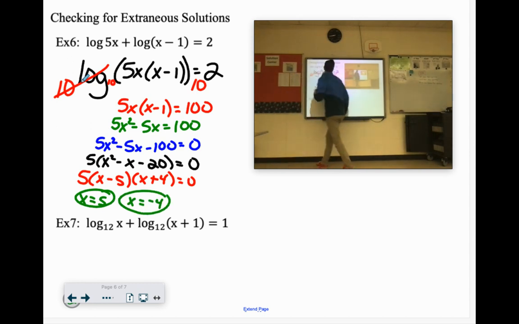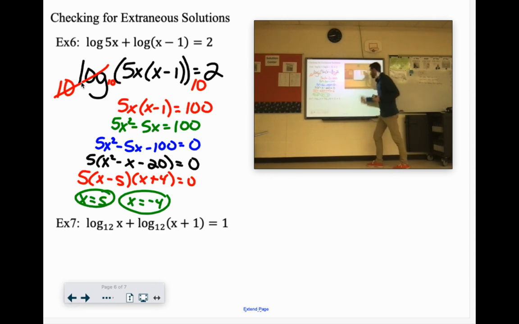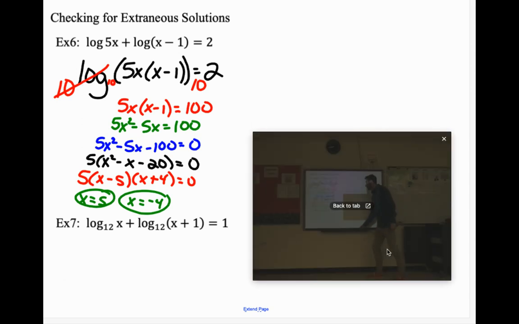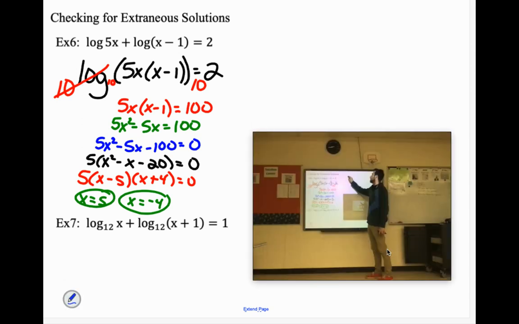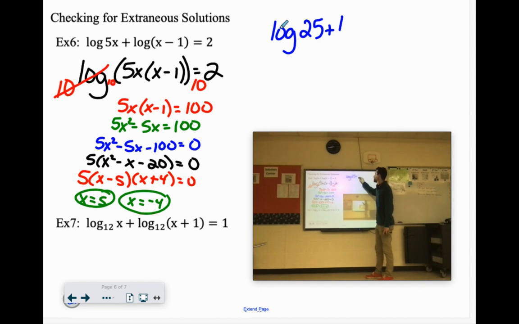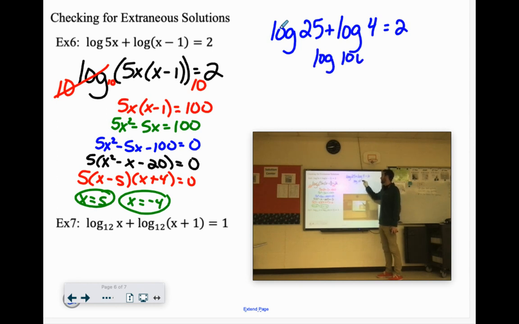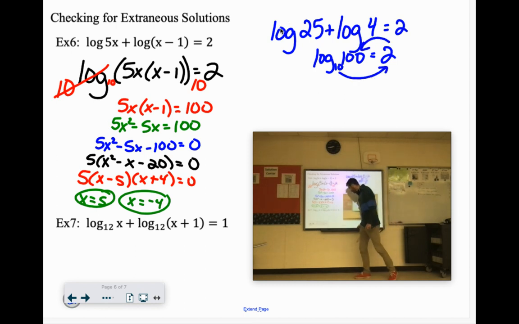If we substitute those into the original problem, if we sub in 5, we have log 5 times 5 is 25, plus log 5 minus 1 is 4. So this would condense as log 100, and 10 to the second power equals 100. So that one works. Let's check the negative 4.